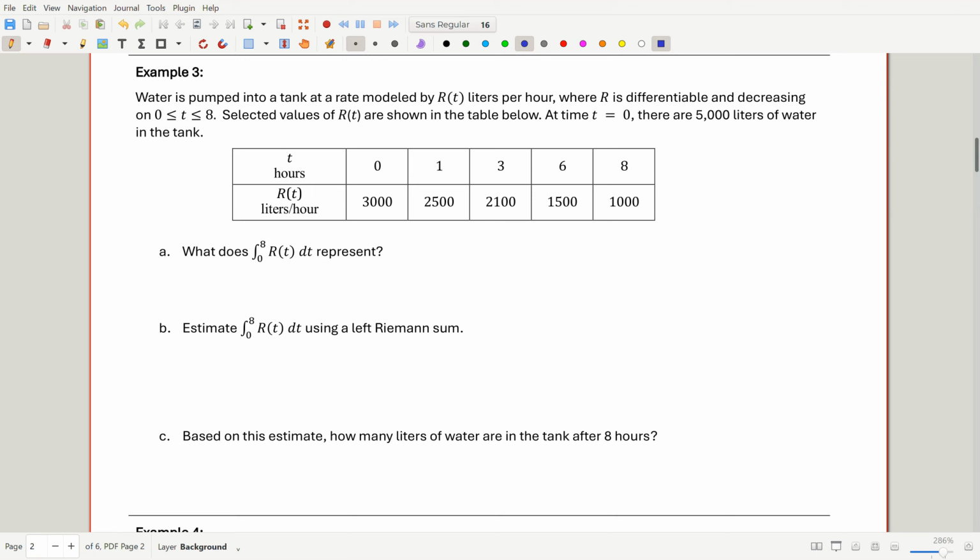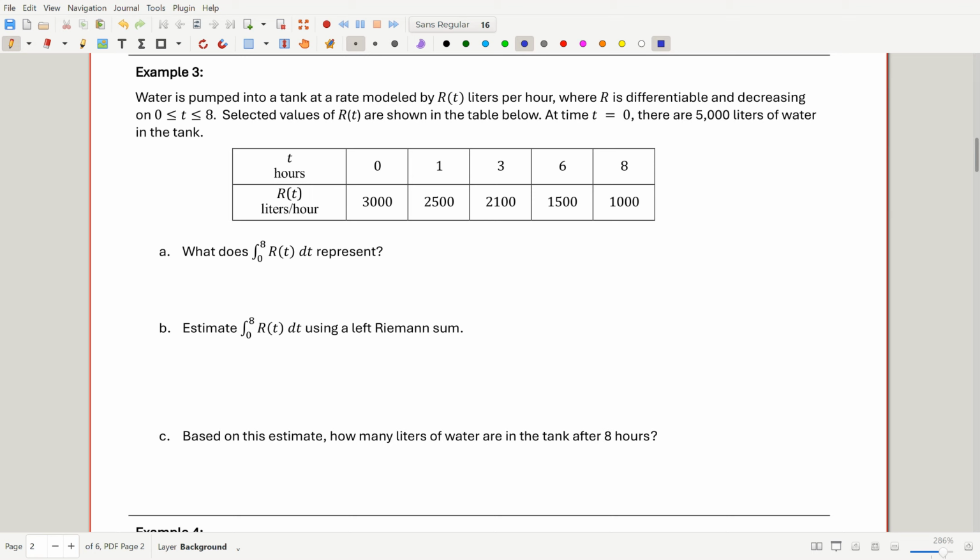So in example 3, water is pumped into a tank at a rate modeled by R of t. So we're naming the rate in this one, where R is differentiable and decreasing on the interval of t between 0 and 8. Selected values are given below. At time t equals 0, there are 5,000 liters of water in the tank. So R is our rate, and this 5,000 is our quantity that the rate is changing. We don't have the antiderivative of R labeled.